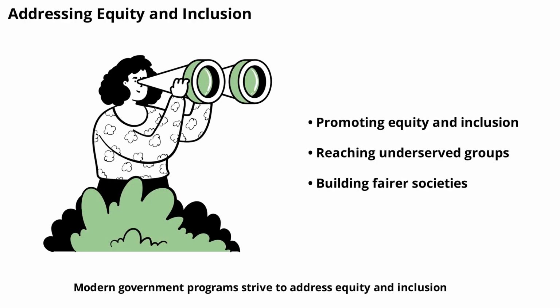Modern government programs strive to address equity and inclusion. This means ensuring that all citizens, regardless of background, have access to benefits and opportunities. Special efforts are made to reach marginalized or underserved groups. By focusing on equity, governments work to create fairer and more just societies.